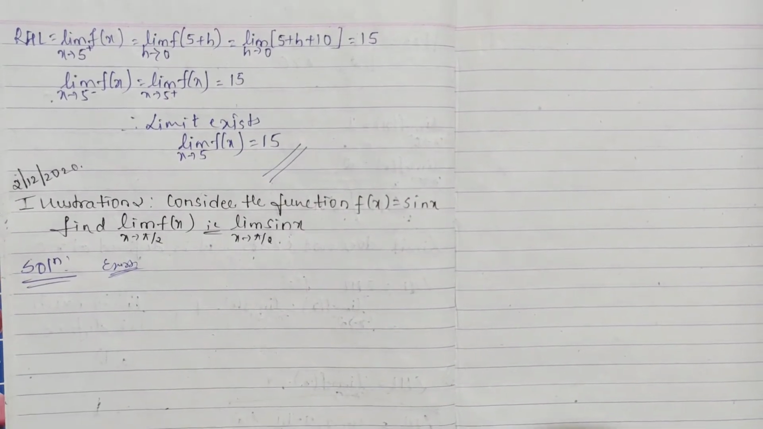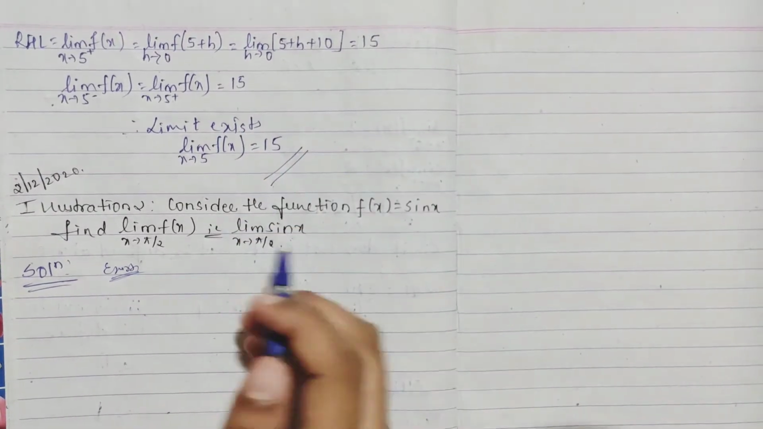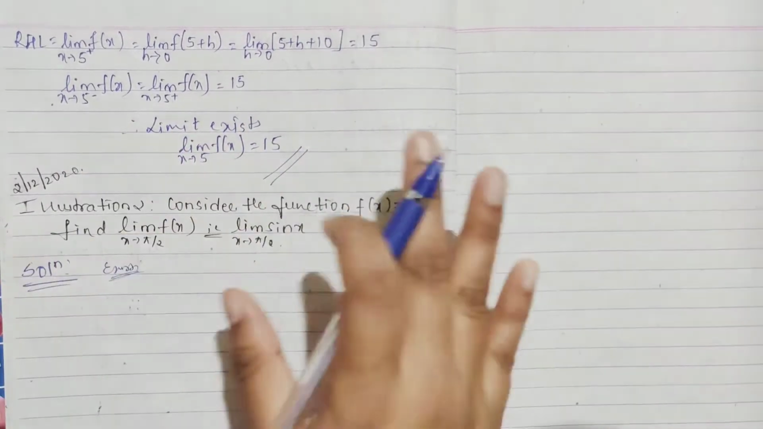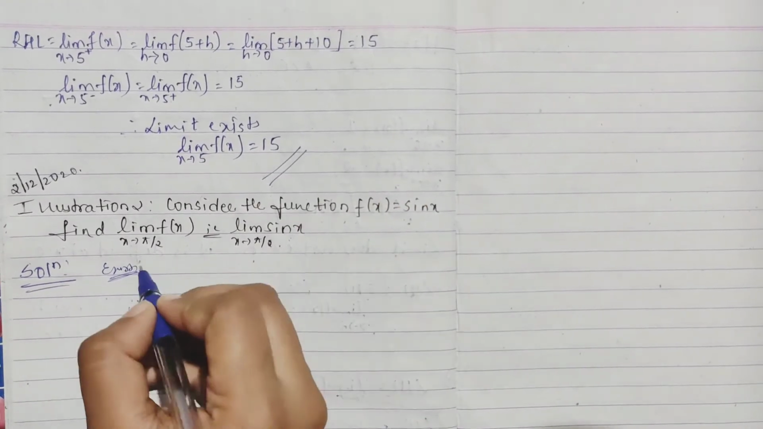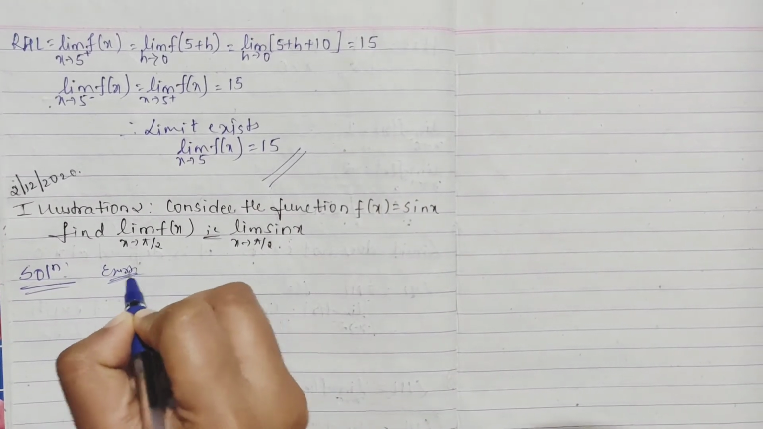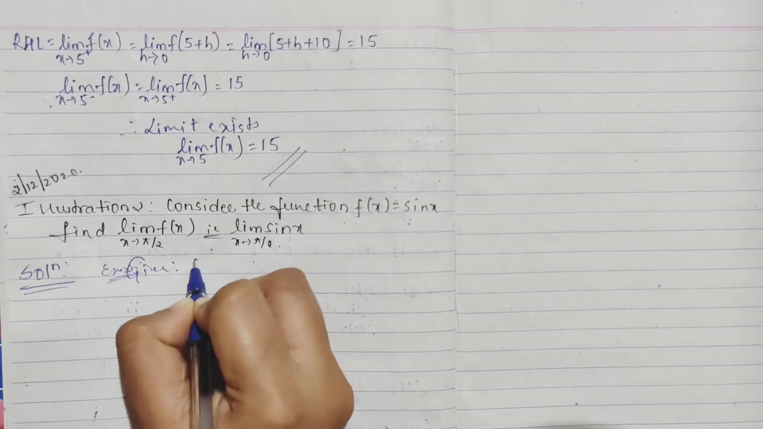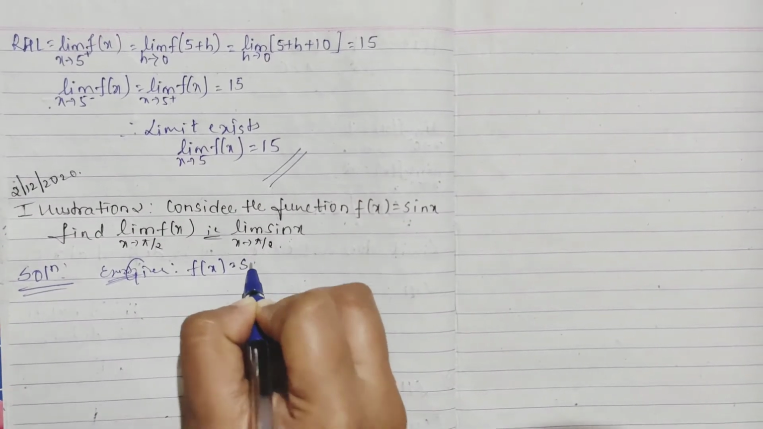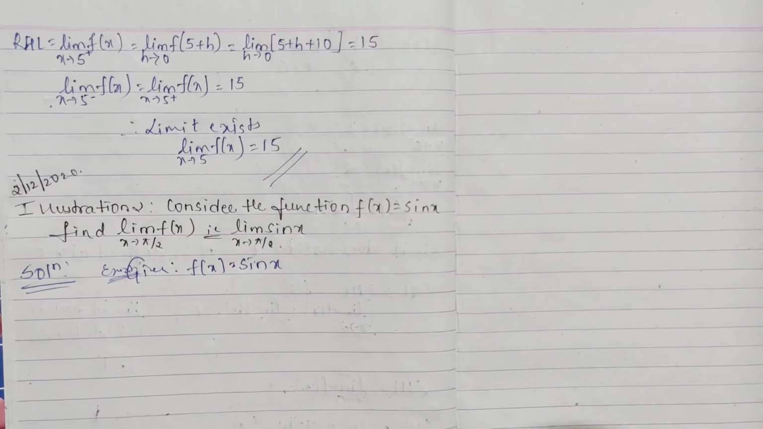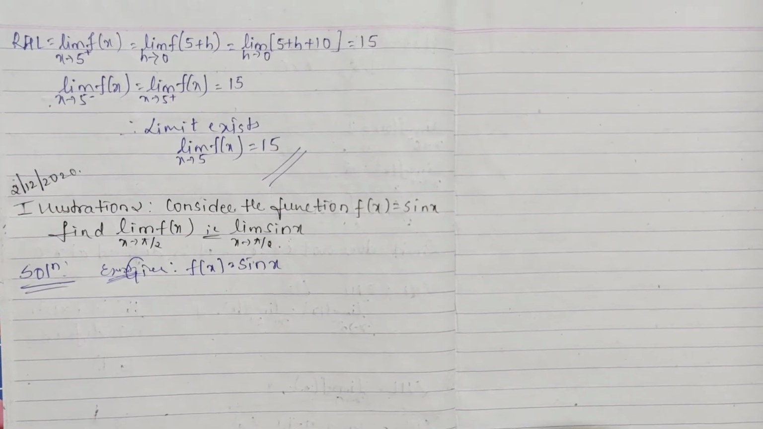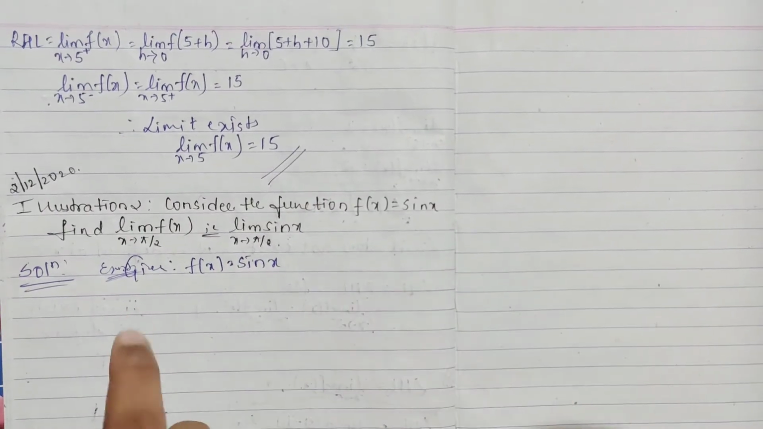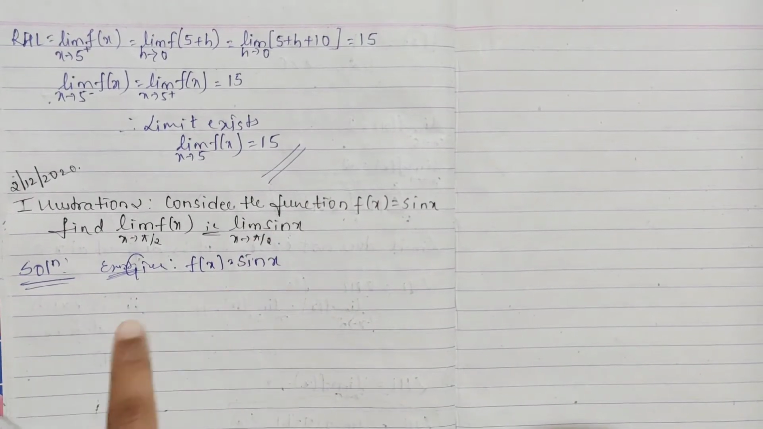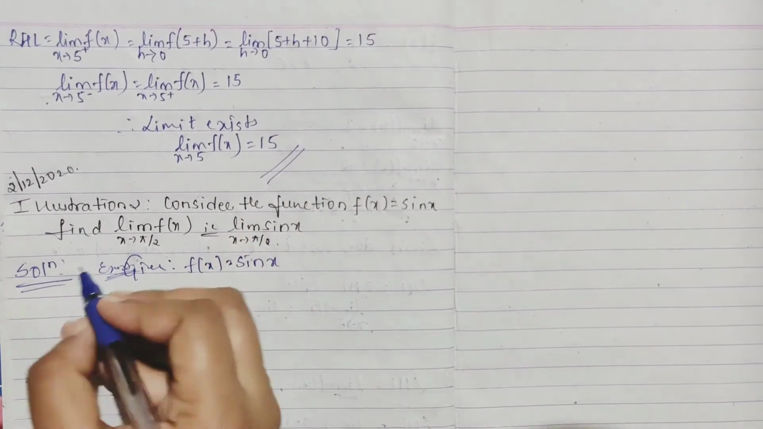So to check the existence, we go for LHL and RHL, right? If they are equal, the limit exists. If they aren't equal, it doesn't exist. So first we will write, given f of x is equal to sin x. We will first check LHL, RHL and then the direct substitution also.